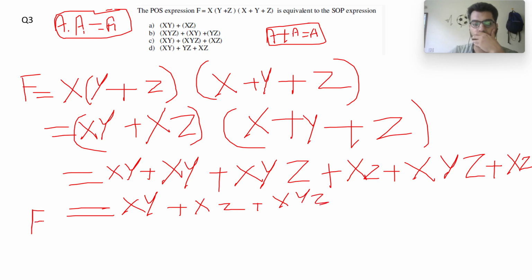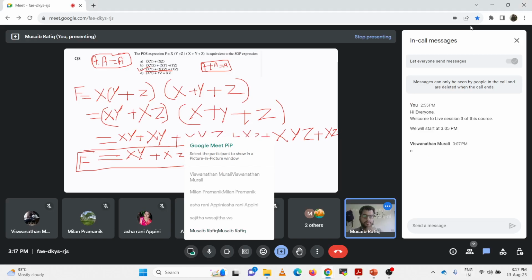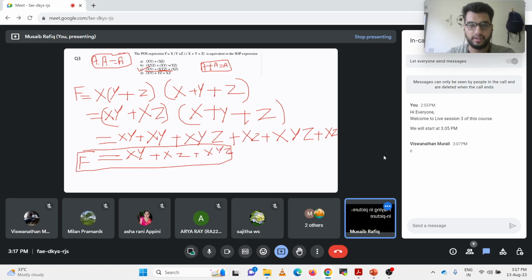So my f in SOP form will be xy plus xz plus xyz. So option C is the correct answer: xy plus xz plus xyz is the correct option. This is also a pretty simple question. Any doubts? Please type in.